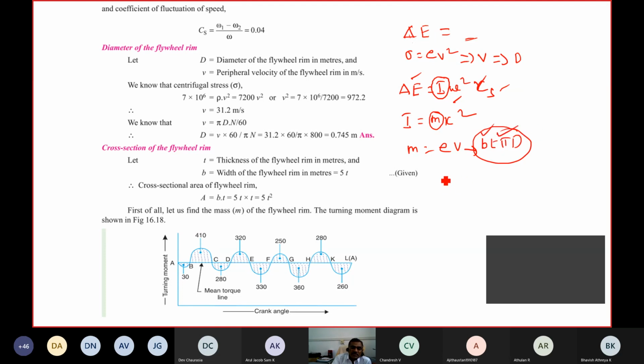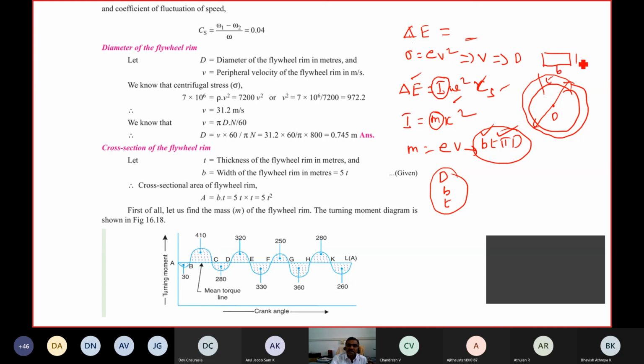So our objective is to find the value of D, b and t. What are they? This is a rim. In the rim, this is diameter, and this will have a cross section. This is t, it will have a cross section like this. This is b, this is t. So all these values you have to calculate like this, right?